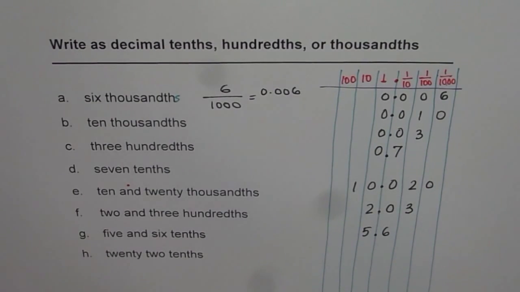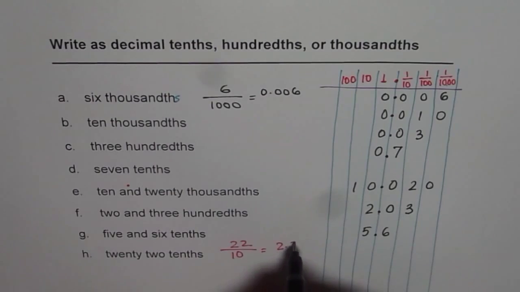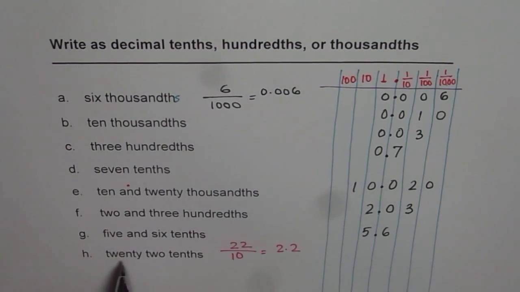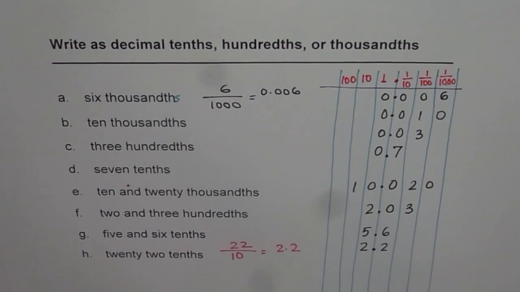22 tenths. That's tricky. Think like this. 22 divided by 10 will give me 2.2. Now when I say 22 tenths, number 22 should end at tens position. So we have 22 like this. And of course a decimal point here. We get the same result. I hope with this the concept is absolutely clear.